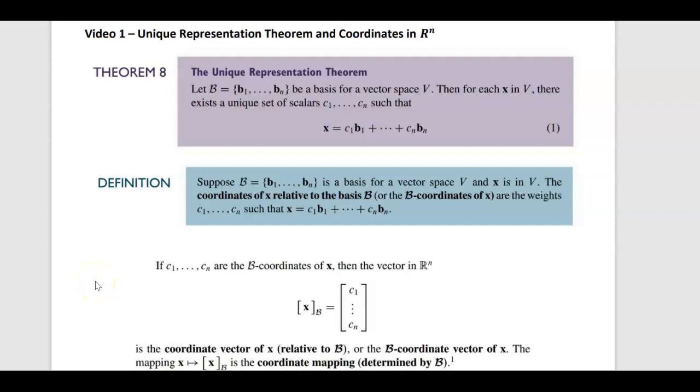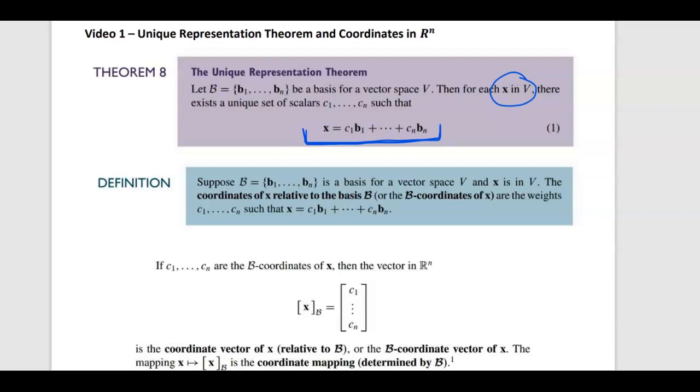Right, this is going to be our notes video over section 4.4, just one video here. The most important part of this section is Theorem 8 and then our definition of coordinates. So if you have a basis for a vector space, then for each x in the vector space there is a unique set of scalars, or a unique set of constants, times that basis that creates that linear combination.